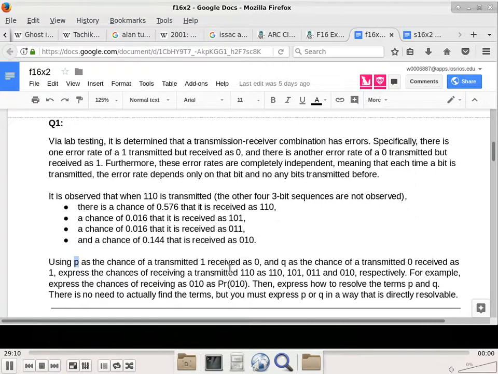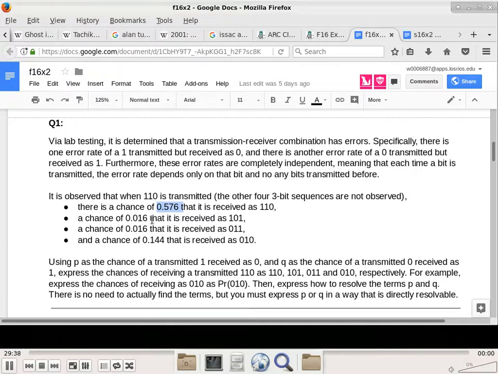Okay, so these are the incorrect probabilities. Express the chances of receiving a transmitted 110 as 110, 101, 011, and 010 respectively. So I want to use the P's and the Q's to explain why we have 0.576 and the other numbers. Yes? So a correctly transmitted would be 1 minus P, right? Or 1 minus Q. So you just multiply those.